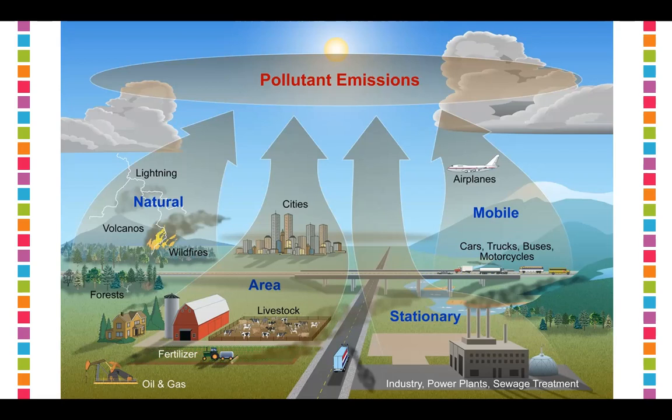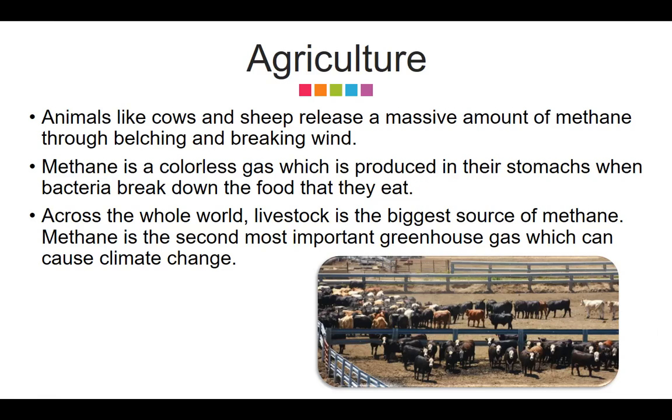So let's start with probably one of the biggest ones. And this is one that's been a problem for all three types of pollution, and that's agriculture. When we removed animals and plants from being part of the same agricultural production process and we started doing monocultures, we ended up with big problems in both animal and plant production. Animals like cows and sheep release massive amounts of methane through belching and breaking wind. Methane is a colorless gas which is produced in their stomachs when bacteria break down the food that they eat. Remember, cows are hindgut ruminants.